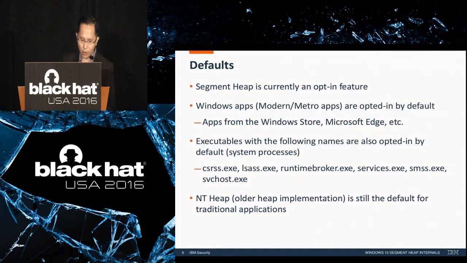So when is the Segment Heap enabled in a process? Currently, it is an opt-in feature. Windows apps, formerly called Modern or Metro apps, are opted in by default. This includes apps from the Windows Store and, more importantly, Microsoft Edge. Dependencies or components used by Edge that do not use a custom heap manager will use the Segment Heap. Additionally, executables with those listed names are also opted in by default. This encompasses the different system processes. The older heap implementation, the NT heap, is still the default used for traditional Win32 applications.